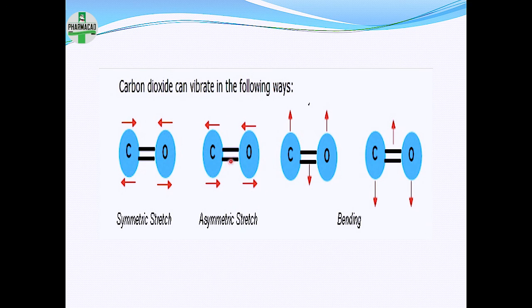In the second diagram is an example of how carbon dioxide can also undergo asymmetric stretching, where one of the bonds between the carbon and oxygen may increase in length while the other bond decreases in length. So the bond length is capable of increasing or decreasing asymmetrically. Carbon dioxide is also capable of undergoing bending vibrations. It could be in-plane vibrations or out-of-plane bending vibrations.